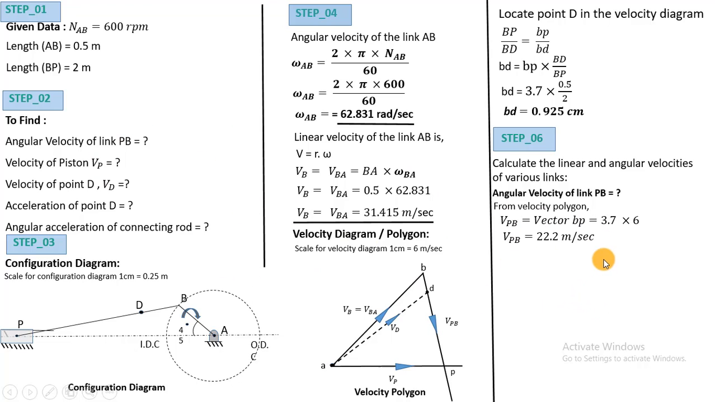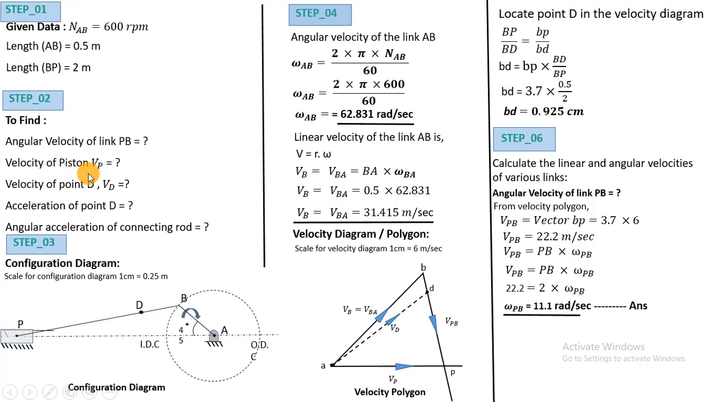But what are we asked to calculate? We are asked to calculate its angular velocity. So we use the formula V is equal to R omega. So VPB is equal to PB into omega PB. Put the corresponding values in this. VPB is 22.2, PB is 2 meter, and omega PB is to be calculated. So we'll get omega PB is equal to 11.1 radian per second. So that is the final answer for the angular velocity of the link PB or connecting rod.